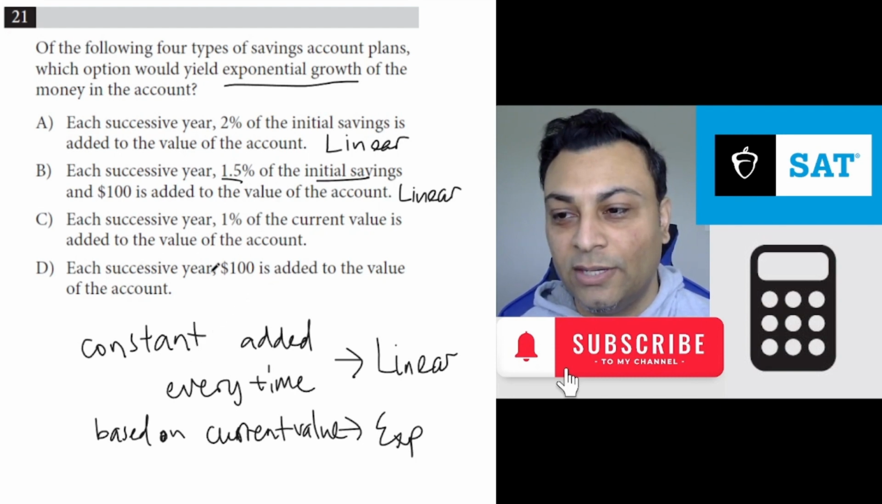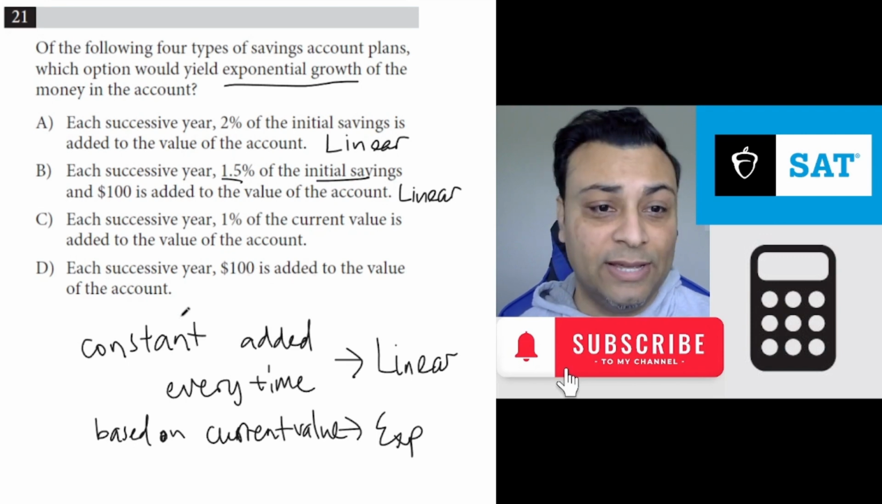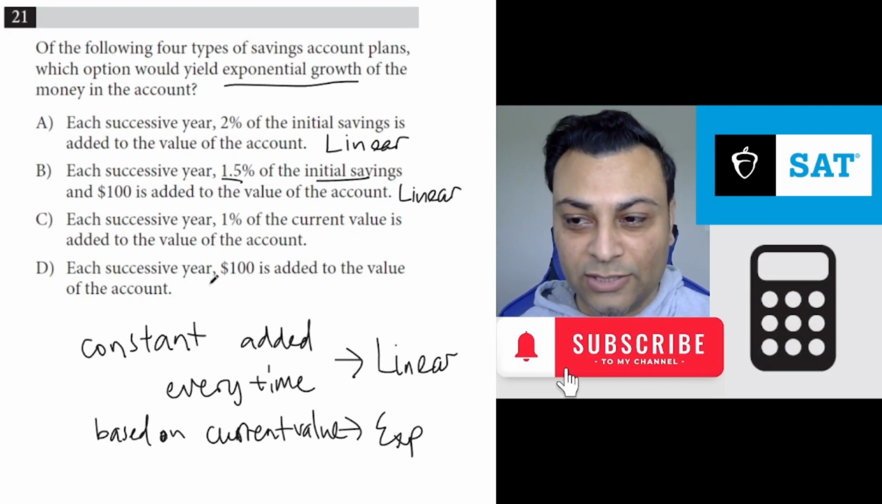Okay, I'll look at D. $100 added to the value of the account every year. Well, that's also the same amount every year, so that's linear.